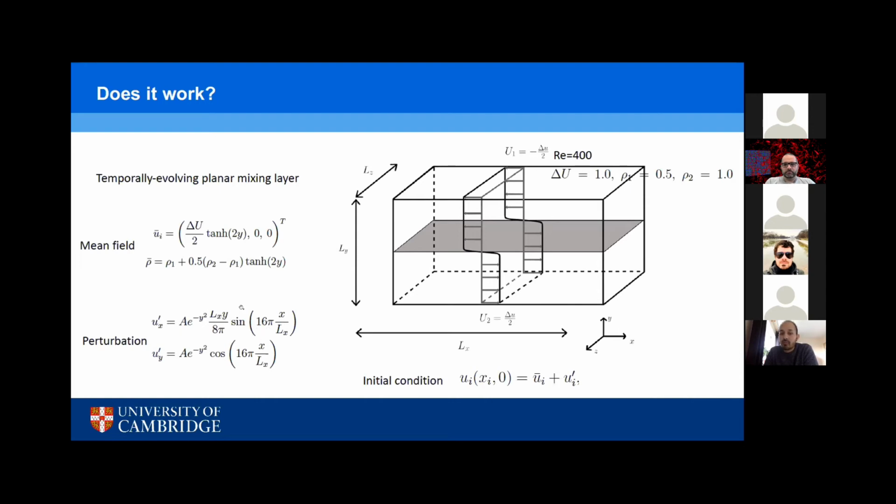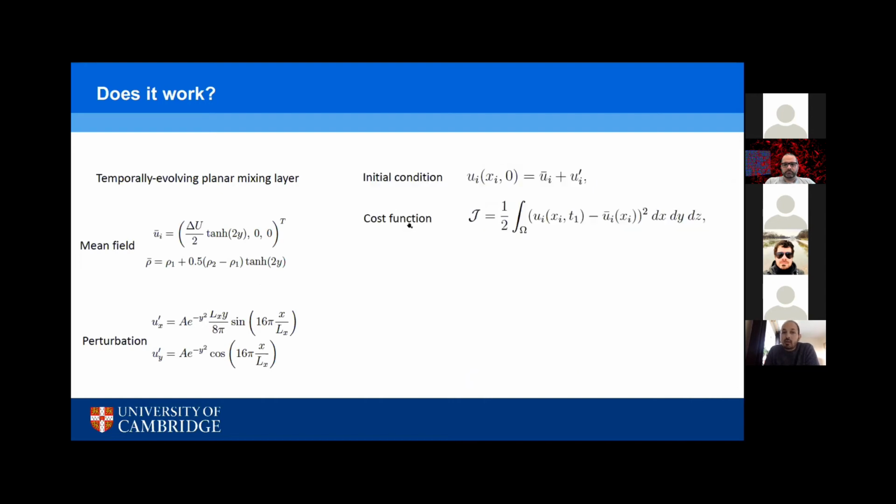This is the initial condition. The initial condition is therefore the mean field, which is the tanh mixing layer, plus this defined perturbation of amplitude A. Now, in order to check that our adjoint solver works, we select a cost function defined as the perturbation kinetic energy. So at a certain time, we simulate the mixing layer forward from this initial condition. And at that final time, whatever T1, we measure the kinetic energy of the perturbation compared to the mean flow. And this is our cost function. And the control variable in our case, we want to find the gradients with respect to the amplitude A. This is how we will test to see if our gradients are coming out correct.